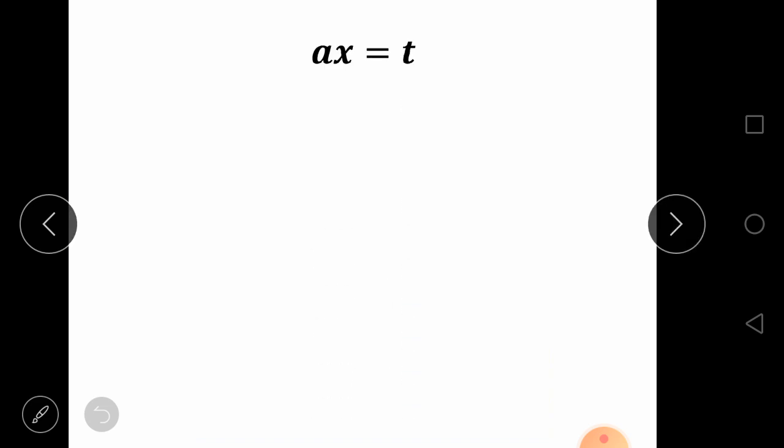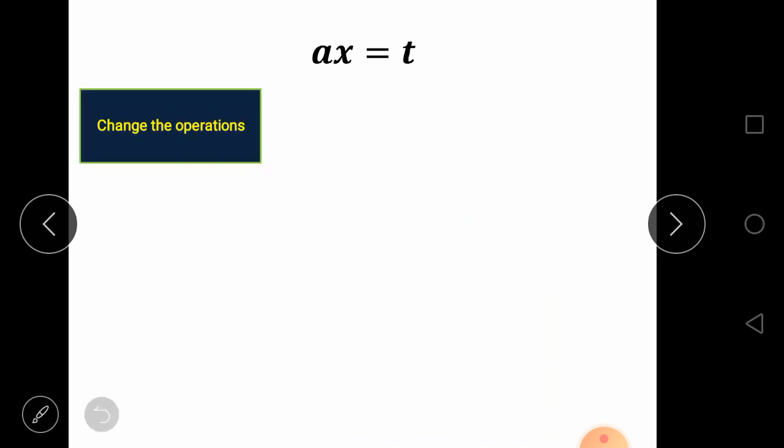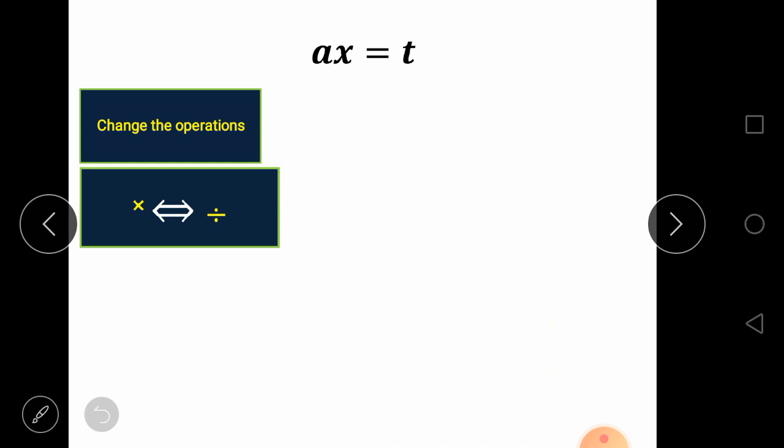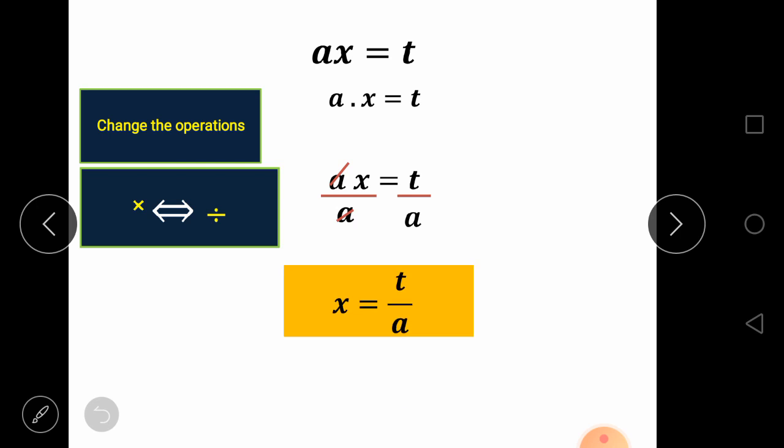Now let's have this type, multiplication. Ax equals t. That means here we want to change the operation, which is multiplication. It's actually a times x equals t. So how can we change this? We divide by a both sides. So a will be cancelled with this a. And finally we get x equals t over a.